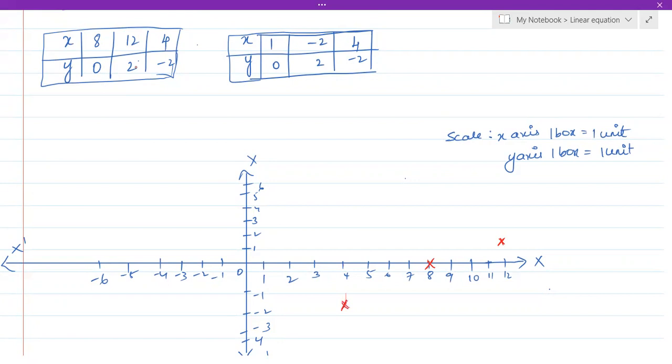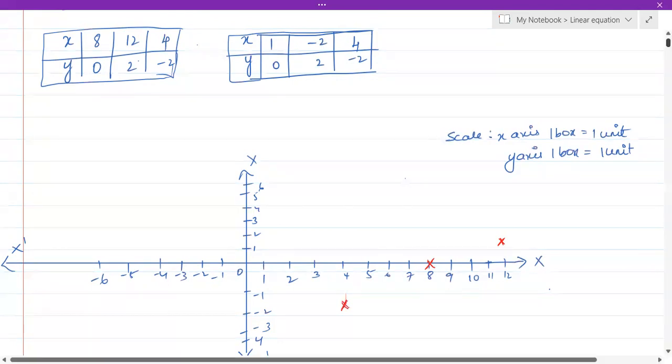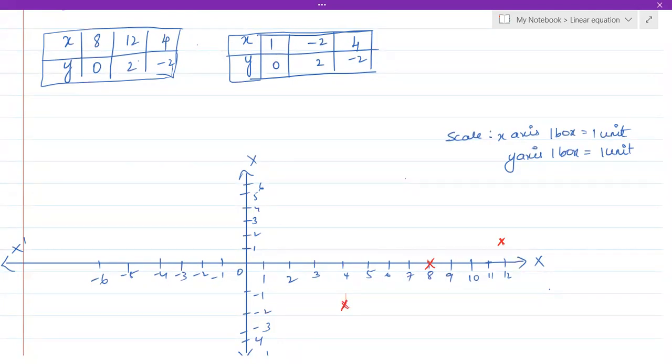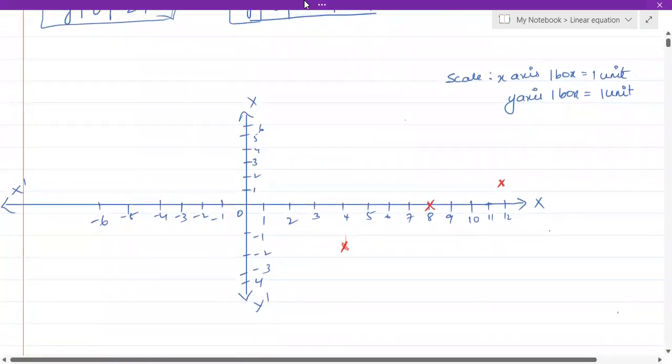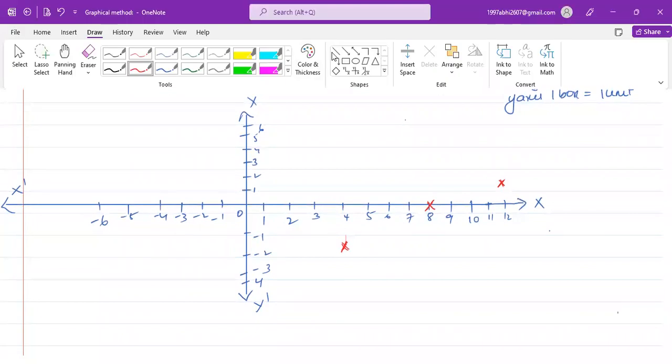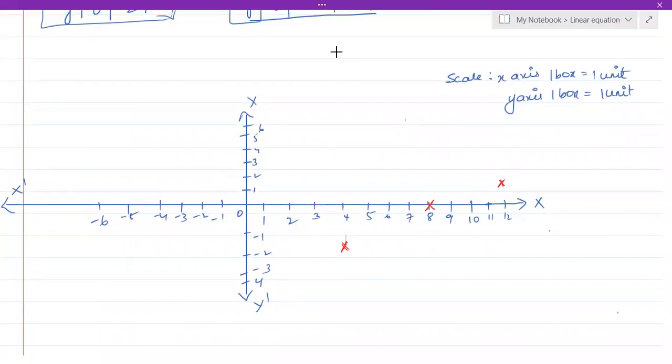Okay. So what you're going to do is connect these 3 points using a straight line. Let me connect them using a straight line, something like this. As you know, I'm drawing a rough figure. You will get something like this. Let me draw it properly.